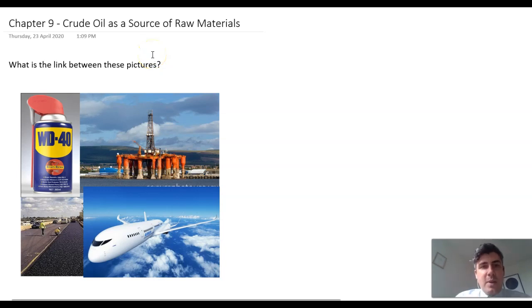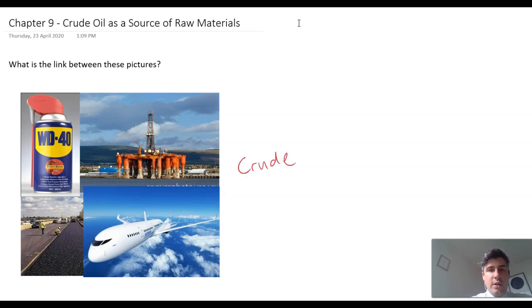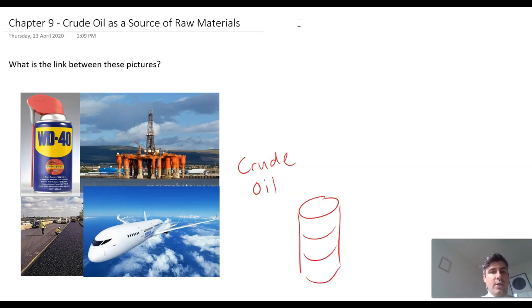In this chapter, we're going to be looking at organic molecules, and as you probably know from previous junior science classes, there's one place that we know that we get most of our hydrocarbons from. So in this question here, I'm asking you, what is the link between these pictures? And the answer is that it all comes from a natural resource called crude oil. And crude oil is literally the oil they get out of the ground. They can drill for it under the sea, or they can drill for it on the land.